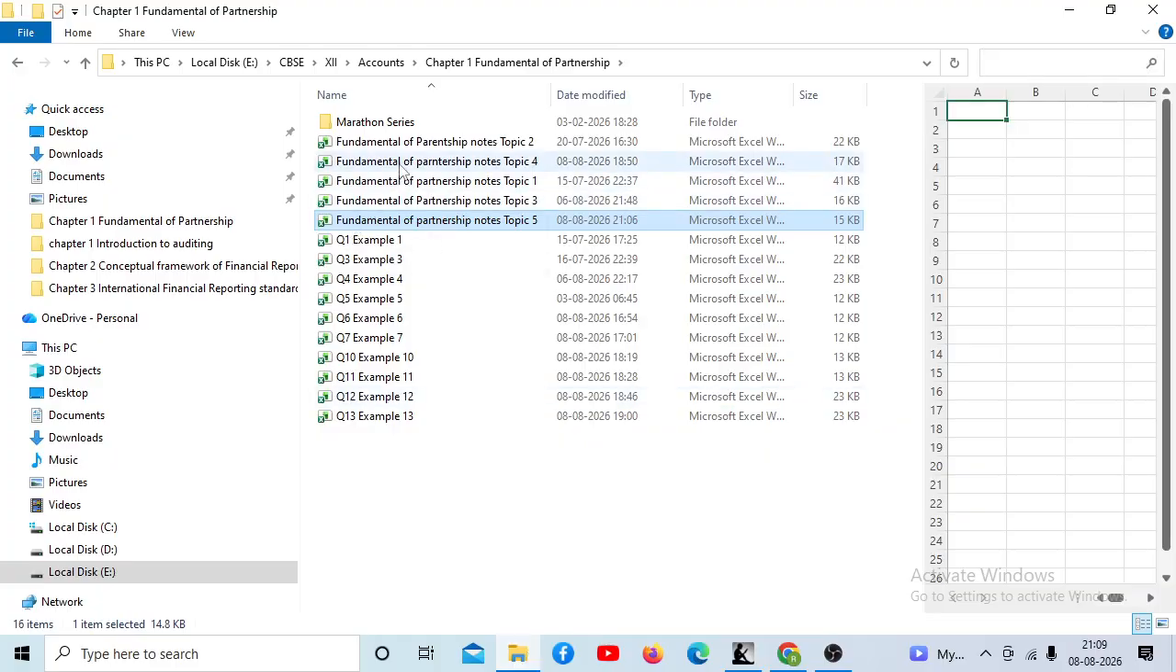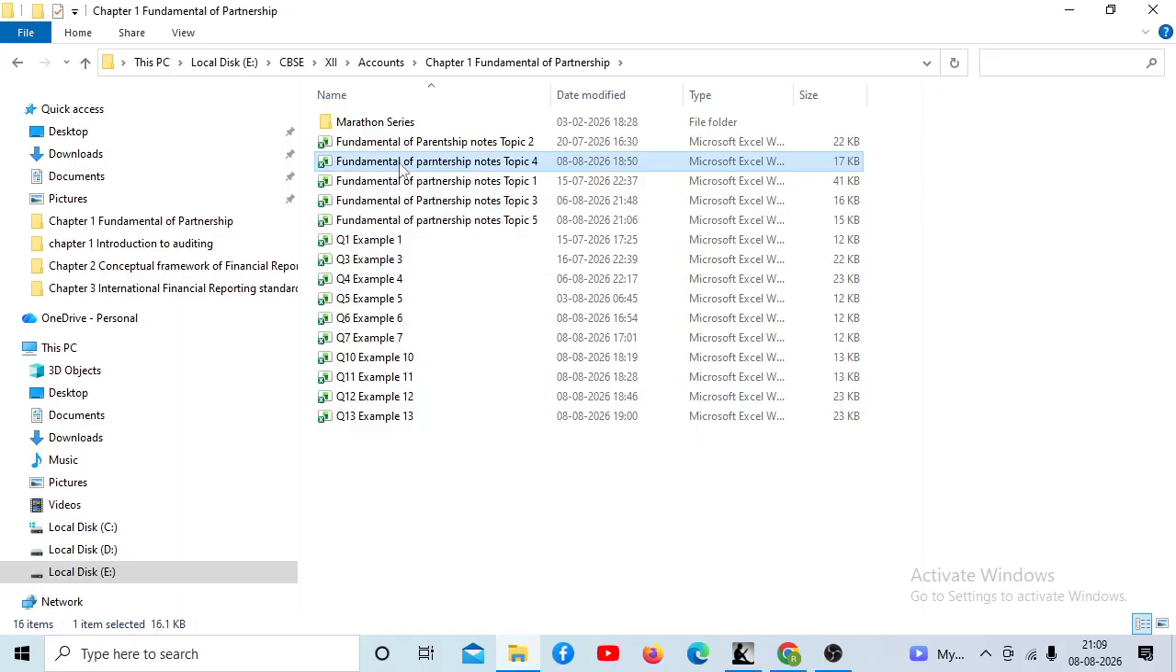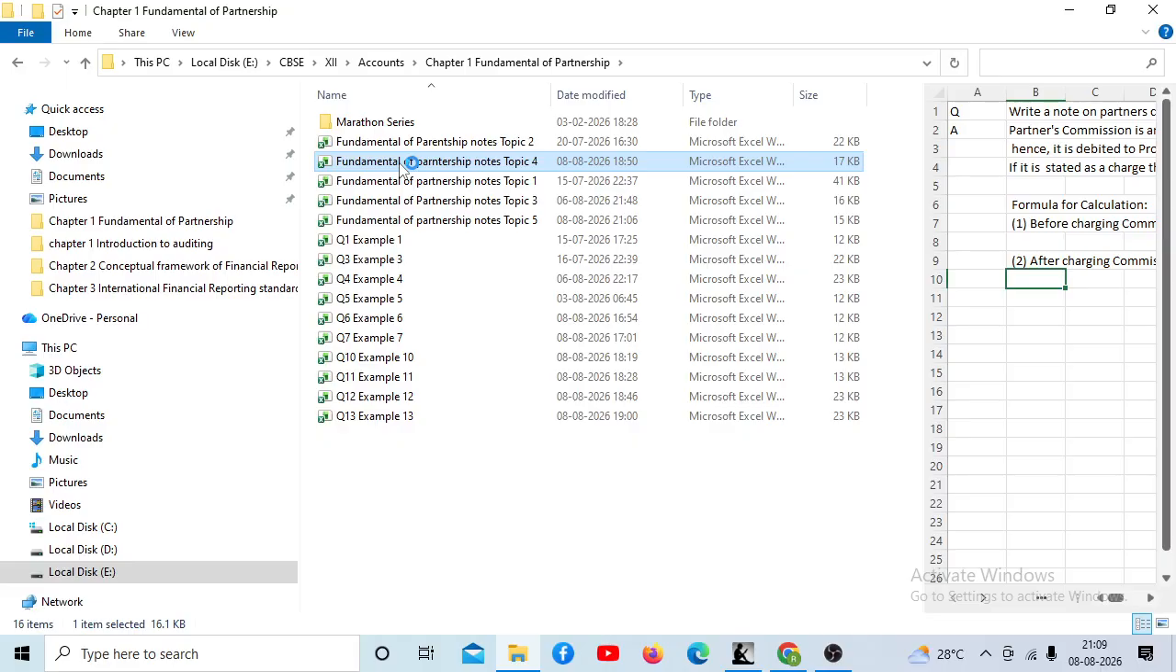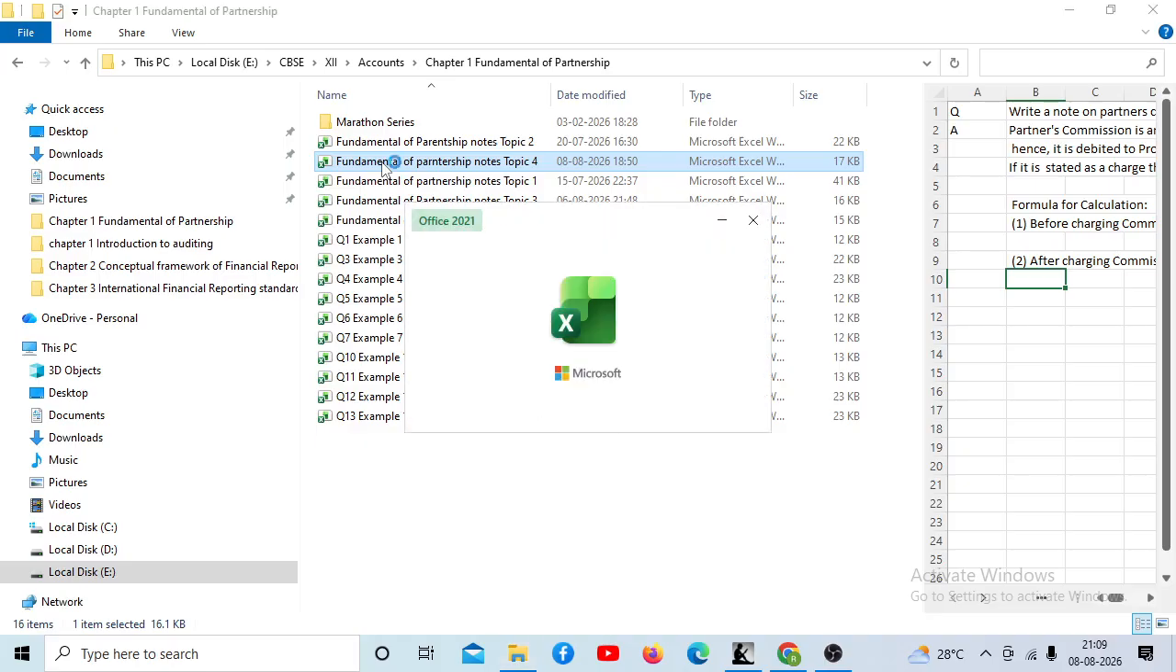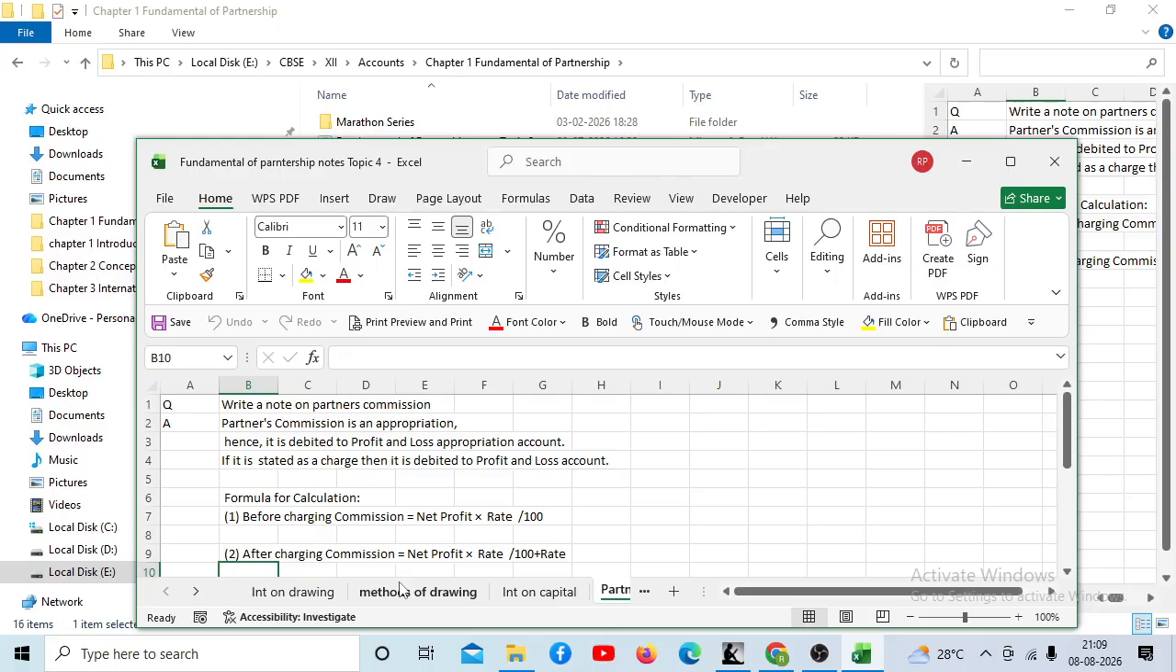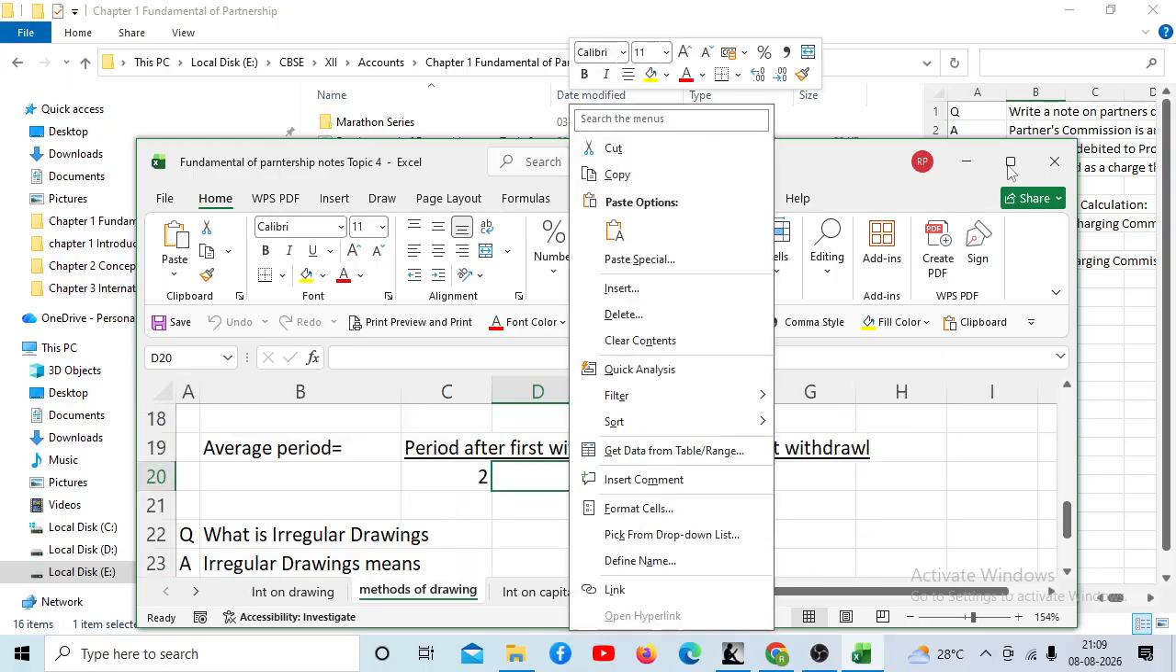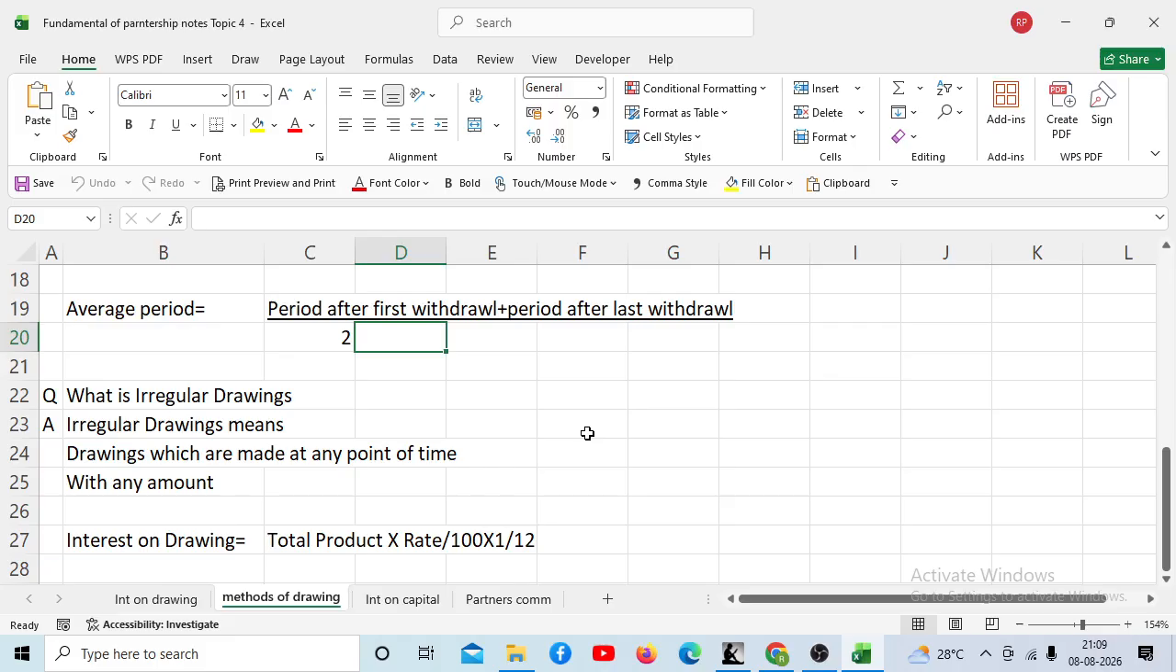So we will start from where we had left last time, right? We were doing interest on drawing, I suppose. Yeah. So related to that, I had also given this chart, right? If you remember, this chart also I had given, no?